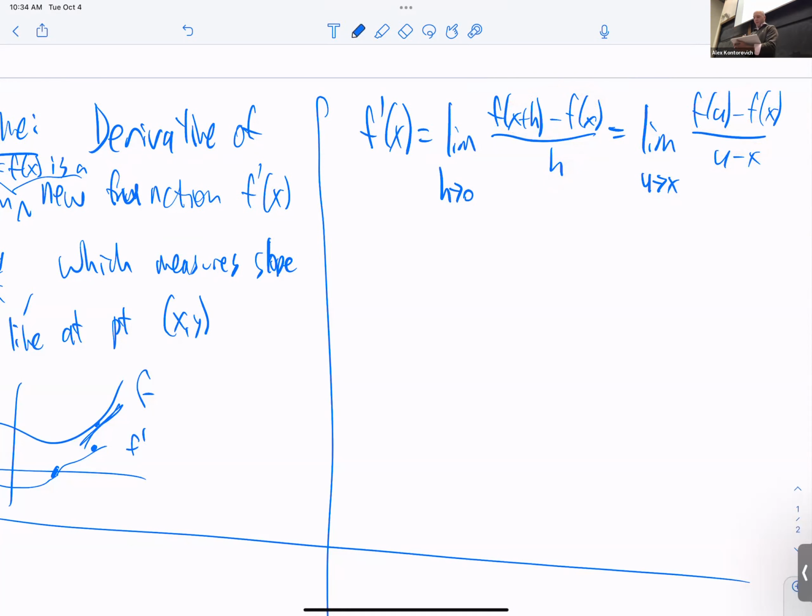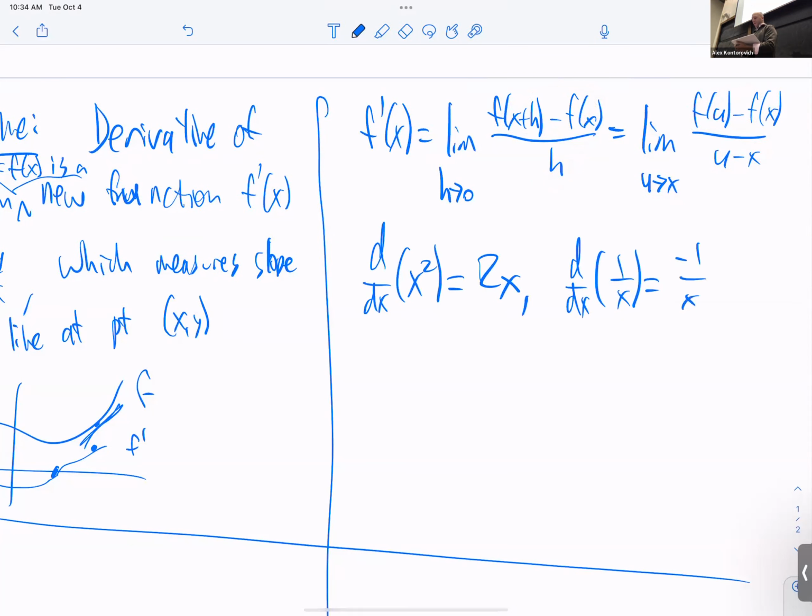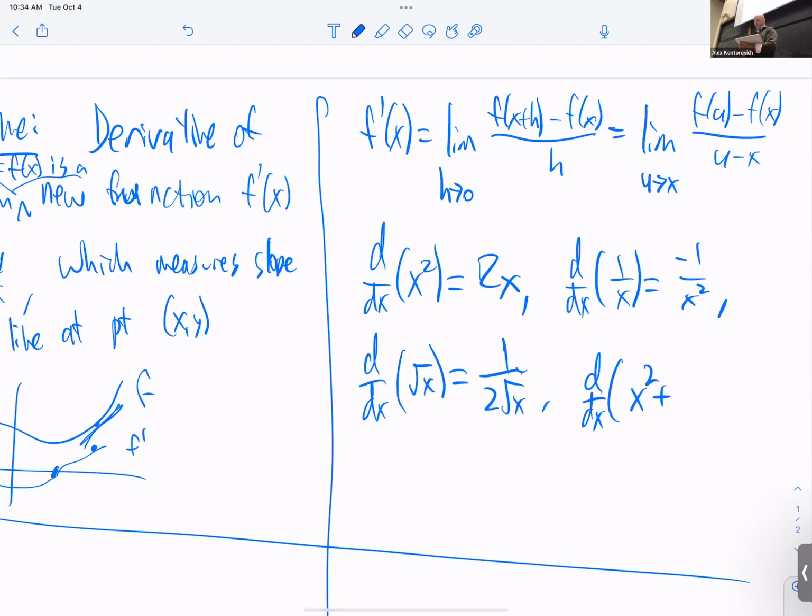We computed a bunch of derivatives. The derivative of the function x squared, we worked out 2x. We worked out the derivative of the function 1 over x. Anybody remember what that was? All from the definitions, negative 1 over x squared. We worked out the derivative of, did we do root x? I think we did. Anybody remember what we got for root x? 1 over 2 root x. What other derivatives did we work out? Right, we worked out the derivative of, let's say, x squared plus 1 over x.